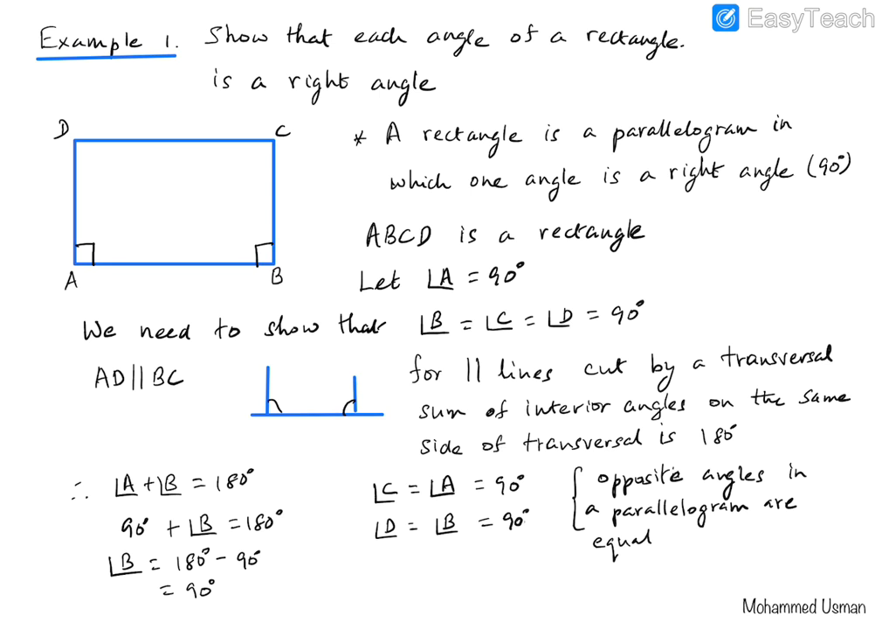So we have proved that angle C is equal to 90 degrees, and angle D is also 90 degrees. Therefore, each of the angles of this rectangle is 90 degrees. So all the angles in a rectangle are 90 degrees. We started with the definition that a rectangle is a parallelogram in which one of the angles is 90 degrees, and then went on to prove that the remaining three angles are also 90 degrees. Let us now do the second example.